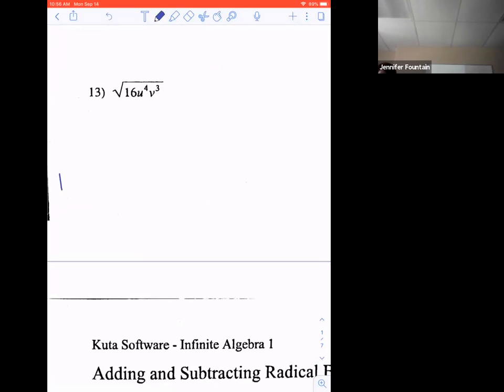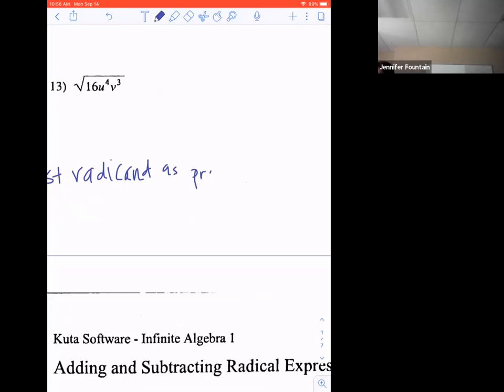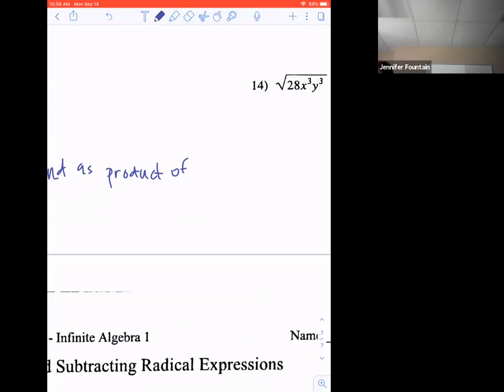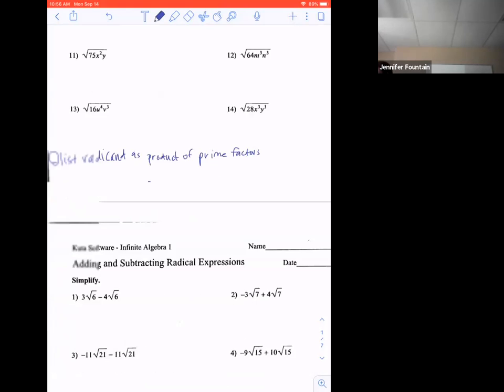So step 1, list radicand as product of prime factors. Okay, so the first thing we need to do is list the radicand as the product of prime factors.